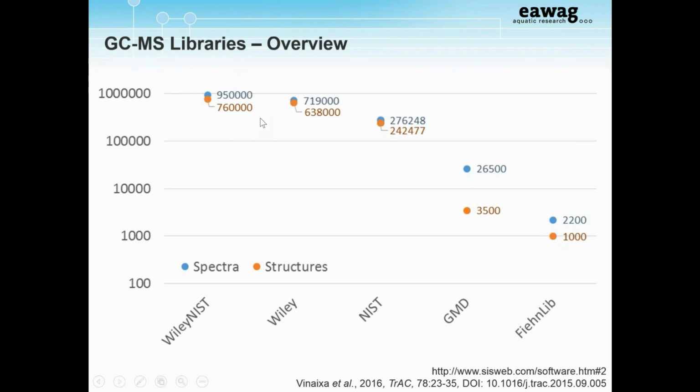So what you can see here for GCMS or EIMS libraries is that the number of structures, shown here in orange, and the spectra, shown here in blue, are usually reasonably similar for all these different libraries. GMD, the Golm Metabolome Database, is a little bit different, because they have a lot of unknown spectra in the library where they don't necessarily have a structure. But in general, they're around about the same order of magnitude.